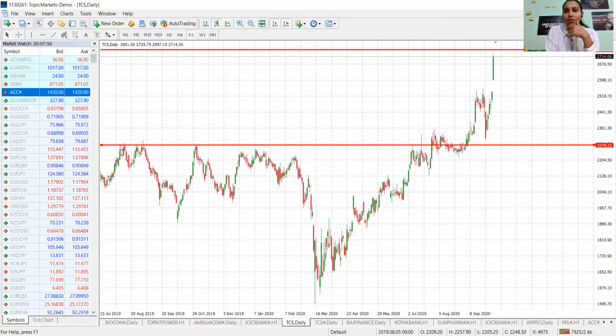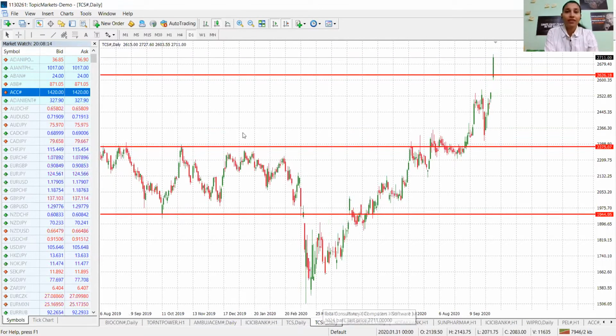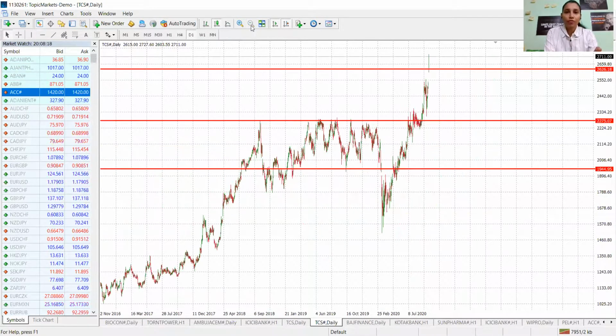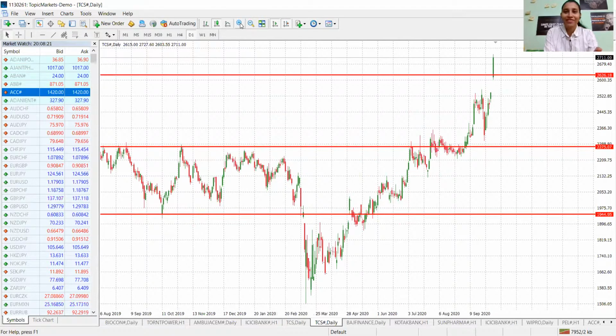From around, what is the date over here? 29th of July. That is around August beginning, so it's around 2 months approximately. From the 2278 level, it went up to 2500 levels, and then today it went up to 2725. My immediate target was 2730. So it has actually completed that target, and one of our group members is also holding that stock. So congratulations to you.